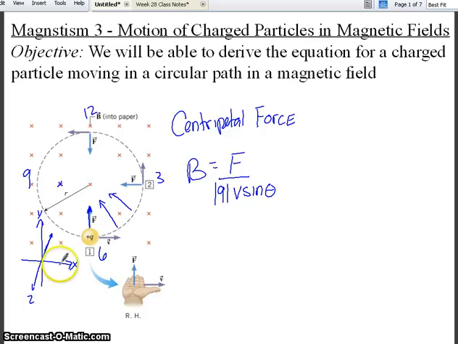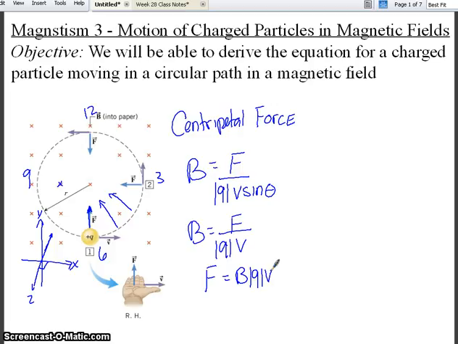So if it's moving in the x direction, and the magnetic field is along the z, there's a 90-degree angle there. So this is going to be the sine of 90. B equals F over Q V, because sine of 90 is just 1. Now, let's change the equation around. F equals B times Q times V.